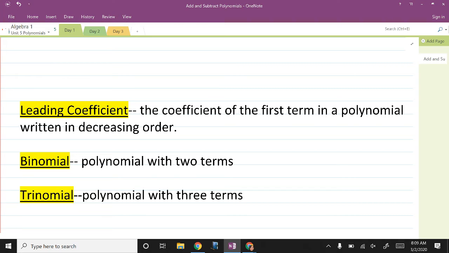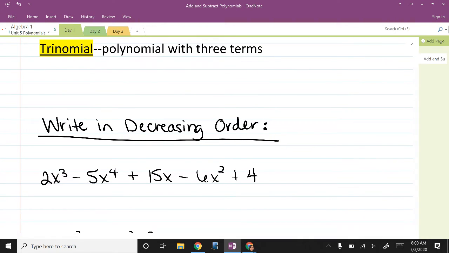Okay? So binomial and trinomial. You have a bicycle, how many wheels does it have? 2. If you have a tricycle, how many wheels does it have? 3. So a binomial is a polynomial that has 2 terms. A trinomial is a polynomial that has exactly 3 terms. Got it? So those are just some special ones. After that, like 4-term polynomials, we really don't have a special name for those. We just call them polynomials after that. All right, so let's talk about this decreasing order.